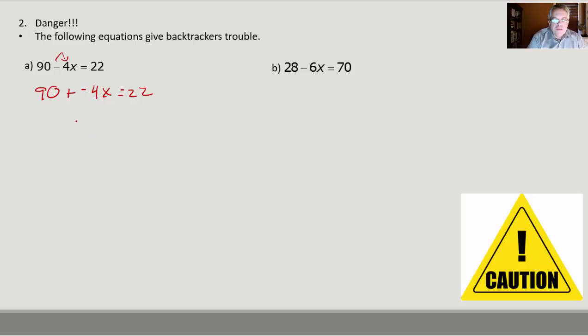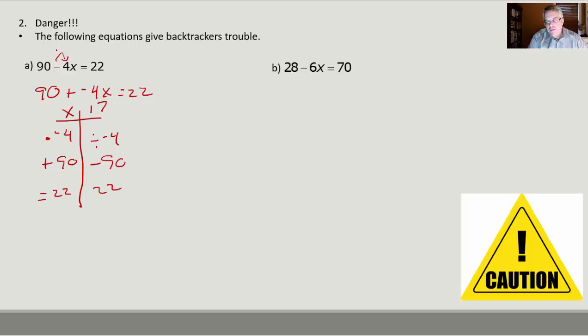Okay, if we understand that, then we know how to set this up. So it's x, we're multiplying by negative 4, and we're adding 90, not subtracting it, equals 22. So we'll do 22 minus 90 divided by negative 4, and we get 17. Okay, so once we realize that negative, think of it as going with the 4, then this works out great.